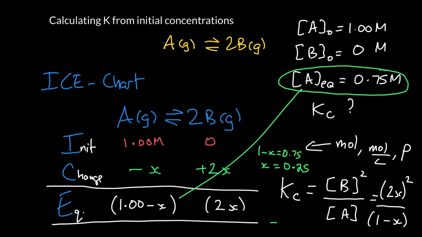So for Kc, it is equal to 2x, so it's 2 times 0.25. That's a half, all squared, divided by 1 minus x, so 1 minus 0.25. So that is 0.5 squared over 0.75. And if we do the math, that comes out to be 0.33. So the equilibrium constant for that reaction is 0.33. That was pretty fun, huh?